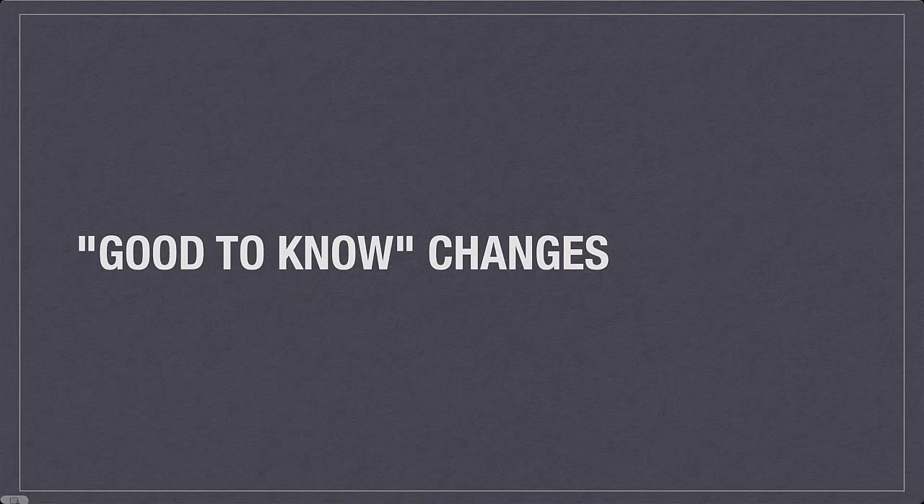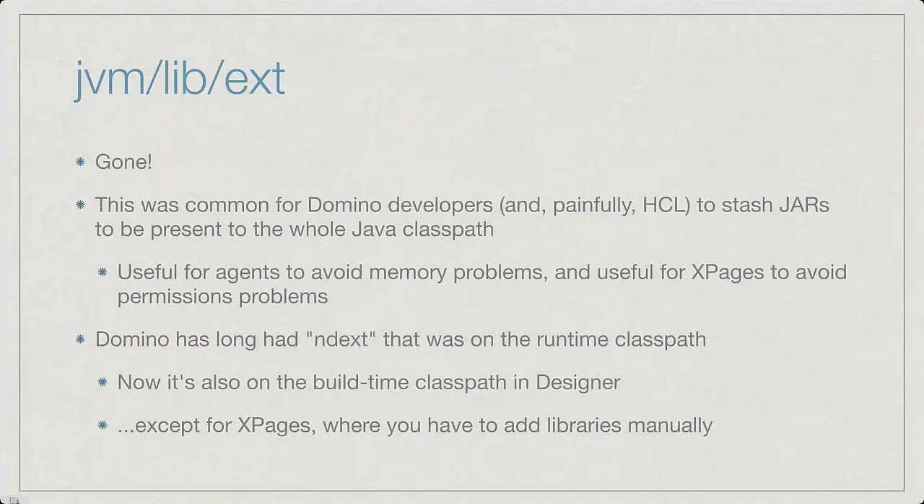Now I have a couple of good-to-know changes, things that either you will have to change or you'll have to be aware of if you're going to do certain things, or potentially down the line change other code. So JVM lib/ext is gone, and this affects Domino as well. It was common practice for Domino developers, and much to my chagrin, HCL, to stash jars to be present in the whole Java class path.